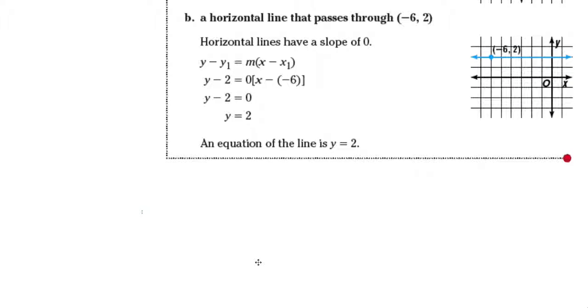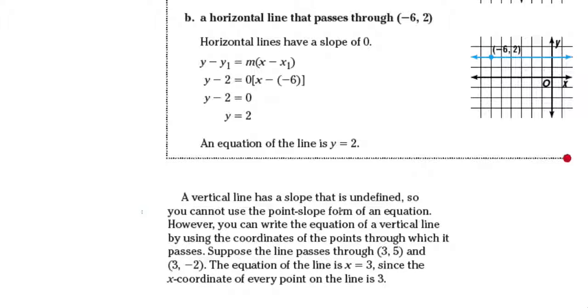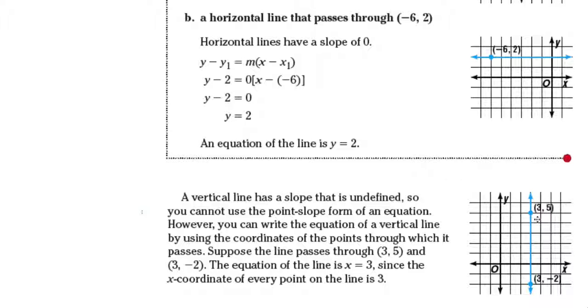Now you ask yourself, how about vertical lines? Well, we have an answer to that too. A vertical line has a slope that is undefined, so you cannot use the point slope form of an equation. However, you can write an equation of a vertical line by using coordinates of the points through which it passes. Suppose the line passes through 3, 5 and 3, negative 2. If you have a vertical line which passes through points 3, 5 and 3, negative 2, all you need to do is find the x coordinate, and that will be the equation of your vertical line.